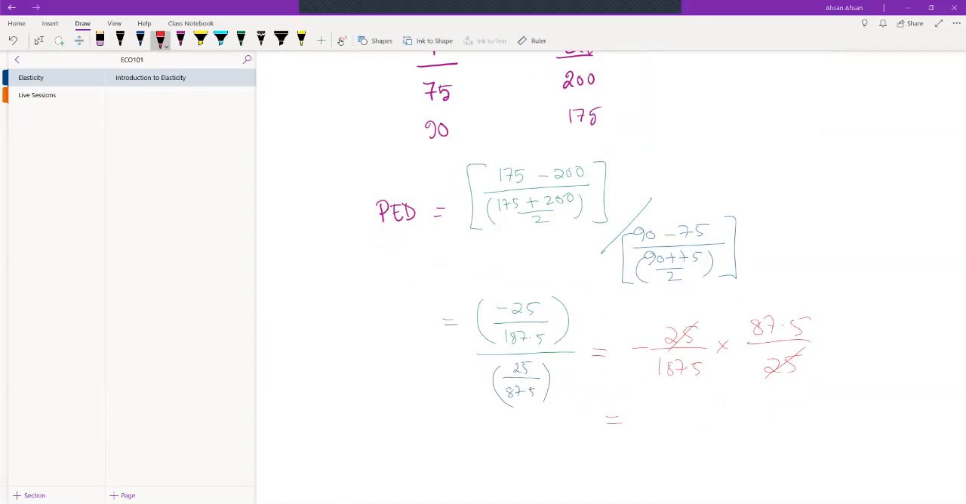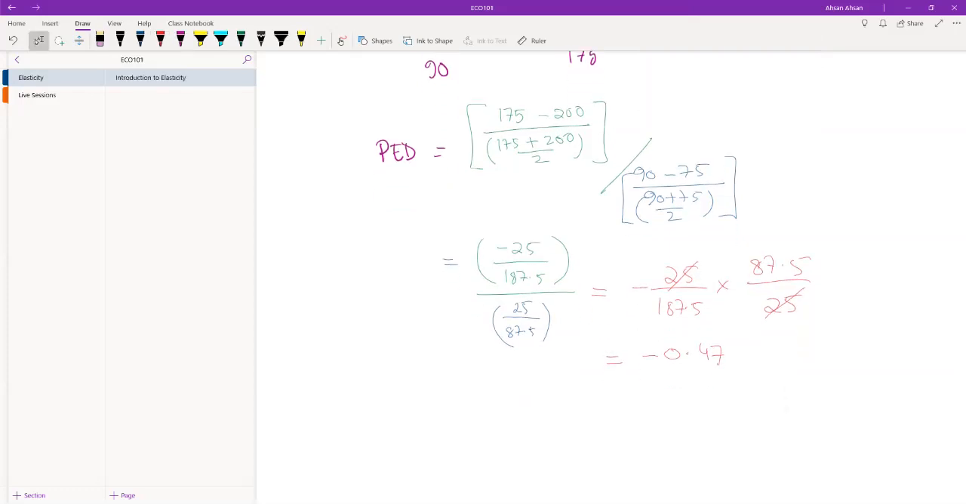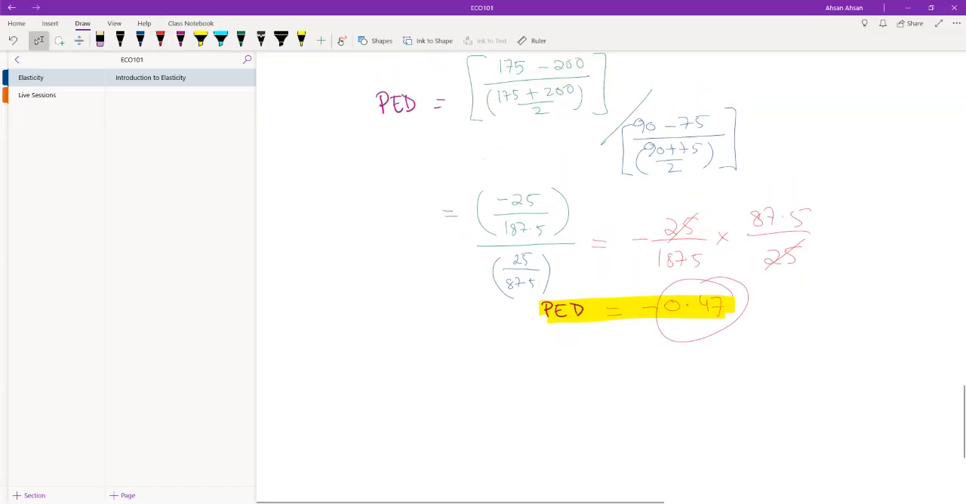If you plug this into a calculator, what you get is minus 0.4667. Or you can simplify and just call it minus 0.47. So the calculation of PED is pretty straightforward. This is just regular arithmetic. What is important is for you to understand what this means. So what this figure, 0.47, means is, let me write this down for you.